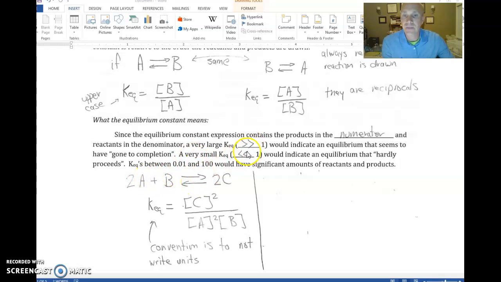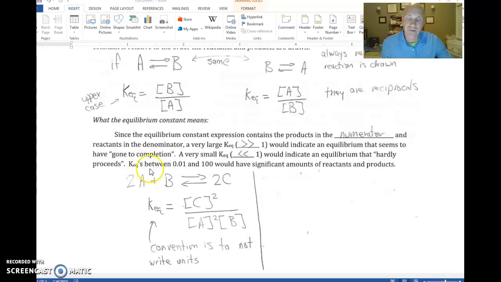So essentially, whenever you have a very large KEQ, all right, essentially that's going to mean a reaction that seems to have, quote, gone to completion. All right, so because you'd have mostly this. All right, so to have mostly this, it would mean most of this has been converted into this, so that you don't have much of this anymore and you have lots of that.